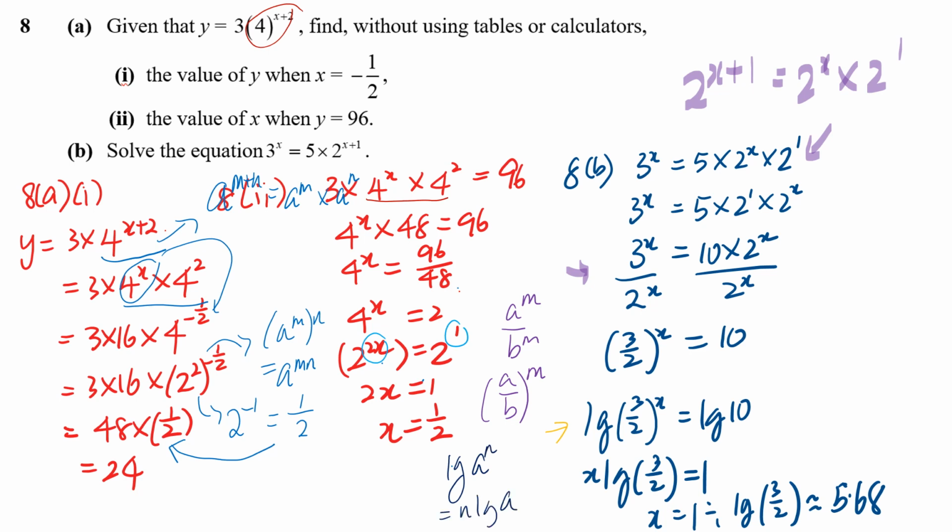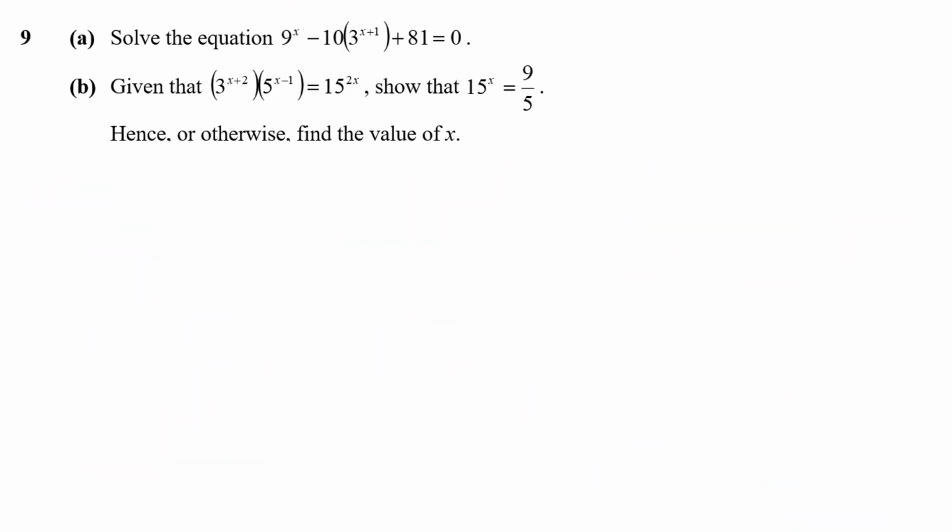Okay, apply your power law. Right. And log 10 is 1. Why is log 10 1? Because LG is log base 10. So log 10 base 10, that gives you 1. If you recall what we've learned earlier on, log A base A is 1. Okay. So this is a rather straightforward question.